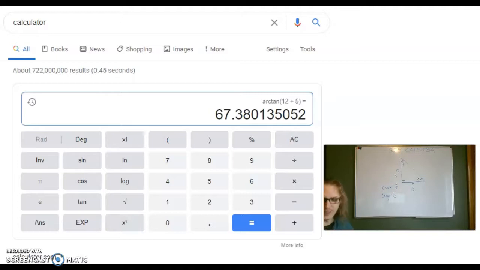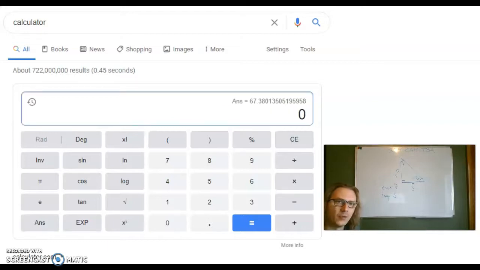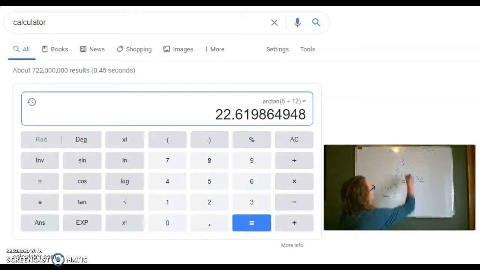67.38 for x, and I don't think I could have written that any sloppier. 67.38 for x, and then for y, we are looking at, again, arctan of 5 over 12, 22.62, which, if you add those two together, you will get 90, so I feel pretty confident about both of those answers.